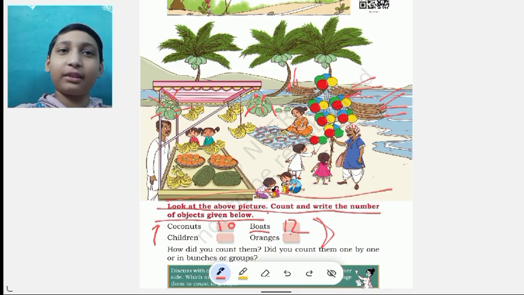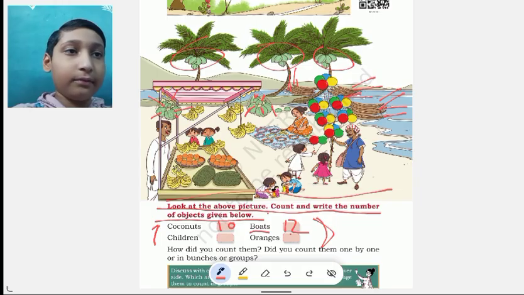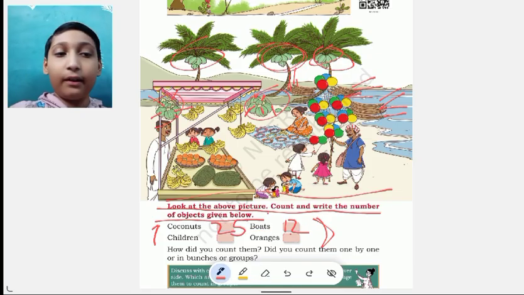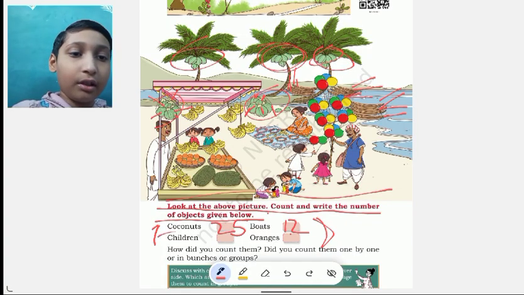But while I was counting the boats, I saw there's also coconuts here, bundles. There's five, five, five, five, five. So that's 25. Then we got how many children there are.